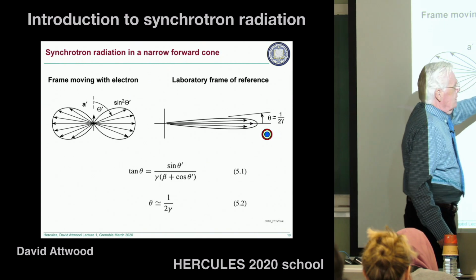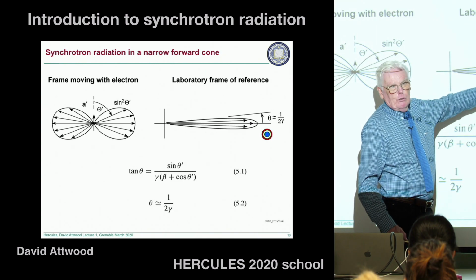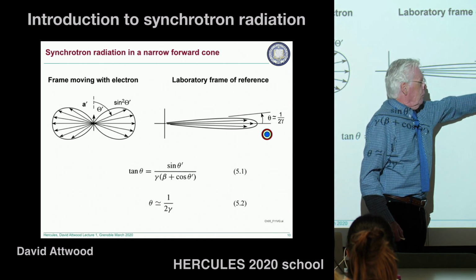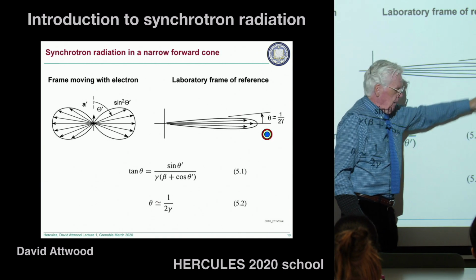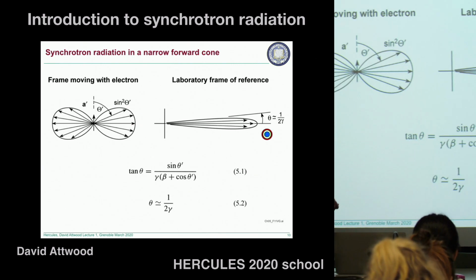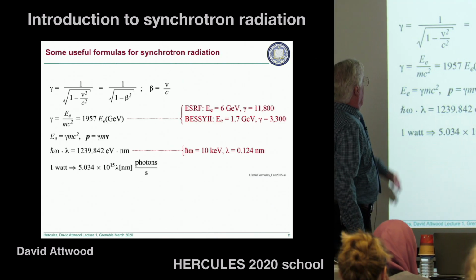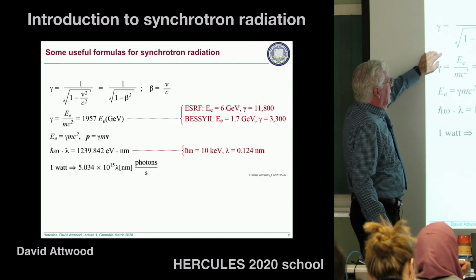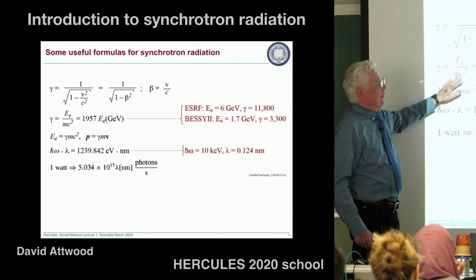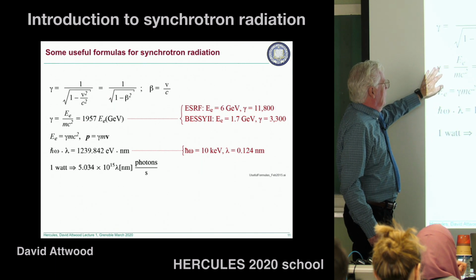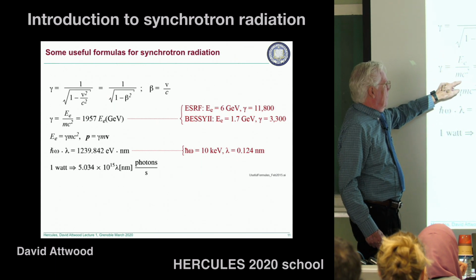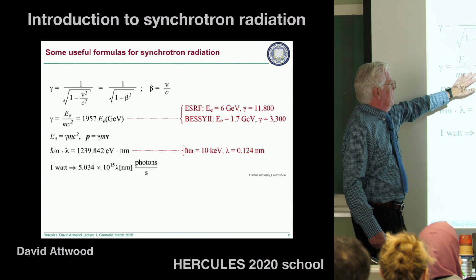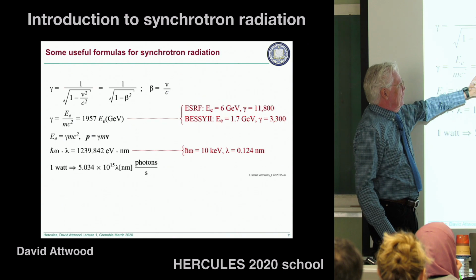So this is just redrawing this thing. So the shortest wavelengths, blue if it was visible, green and red off axis, okay? These are the formulas we talked about before. The value of gamma, it turns out there's an easy relationship that gamma is the electron energy divided by the rest energy of the electron. So it turns out to be this convenient number, approximately 2,000.